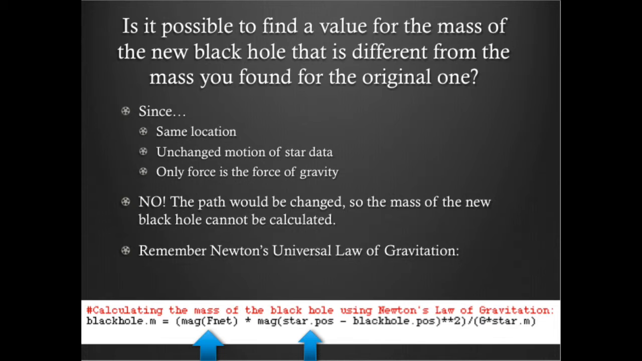Now, what if this black hole was removed and a new one was put in its same position? Would we be able to calculate the mass of the new black hole? Well, since a new black hole is in the same location and the star's position data is unchanged, the answer is no. New data on the star's trajectory is necessary. Also, here is another look at the mass of the black hole calculation. As you can see, the magnitude of the net force in the star's position data should be updated to find the mass of the new black hole.